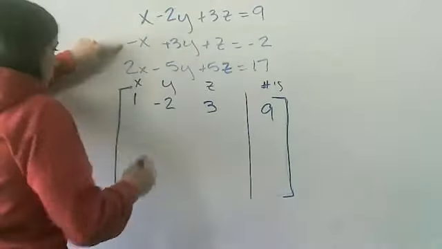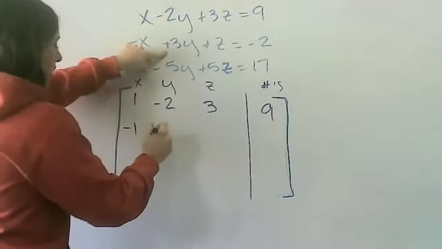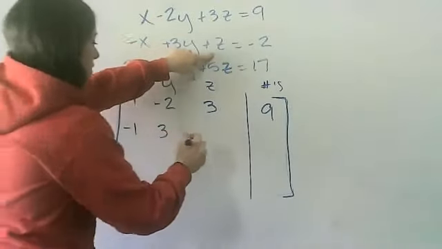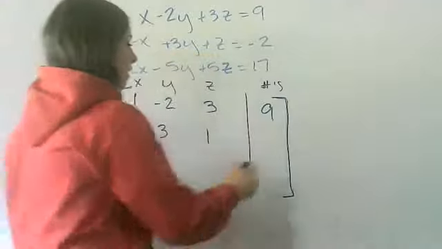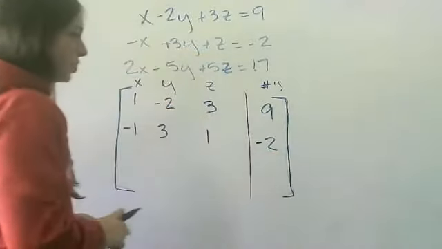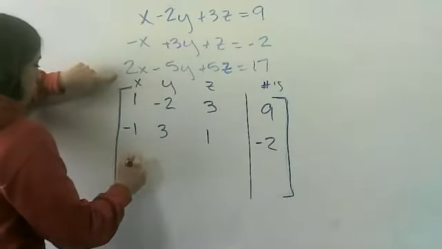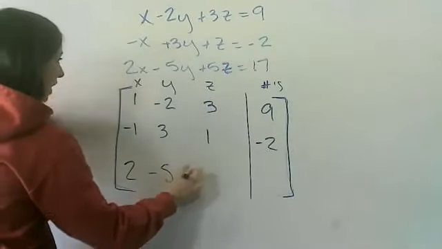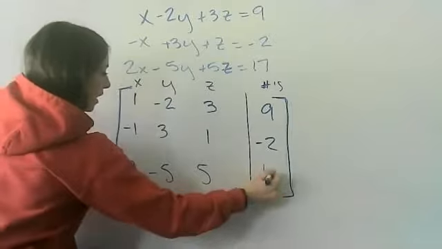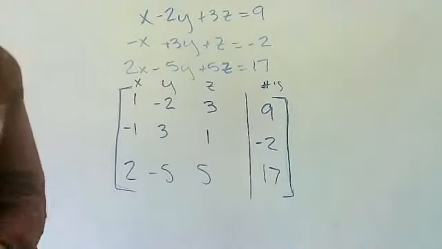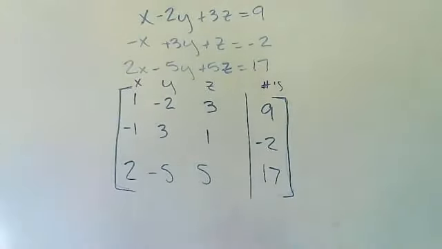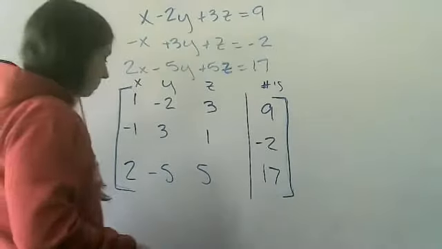Next row, negative x, so negative 1, 3y, so 3, 1z, so 1, equals negative 2. Very last equation, 2, negative 5, 5, and 17. Okay, so this is what we call our augmented matrix.